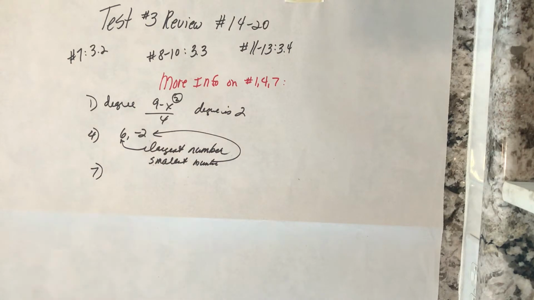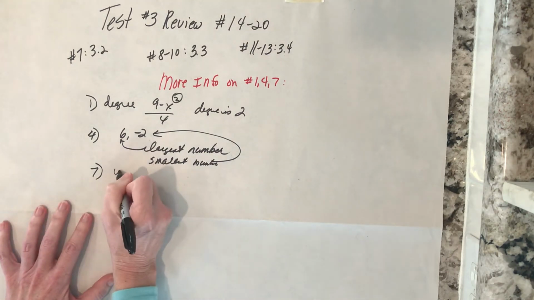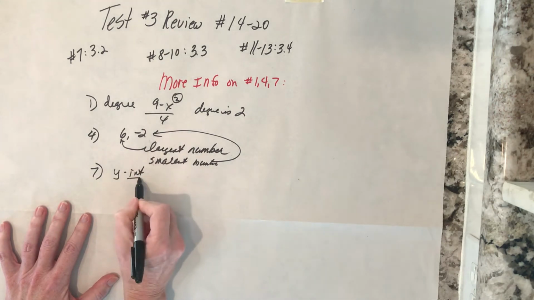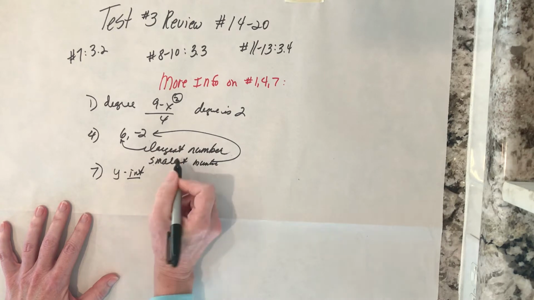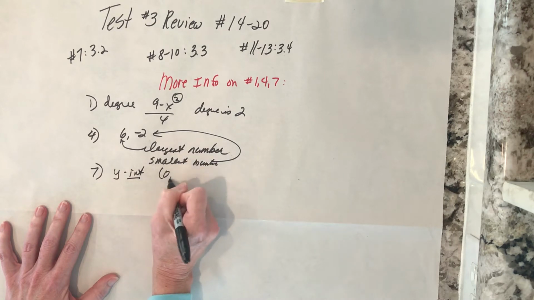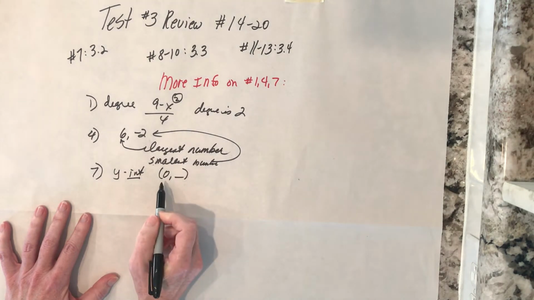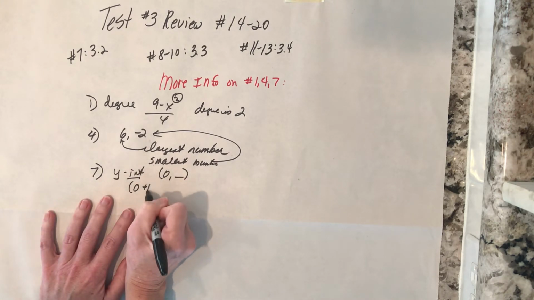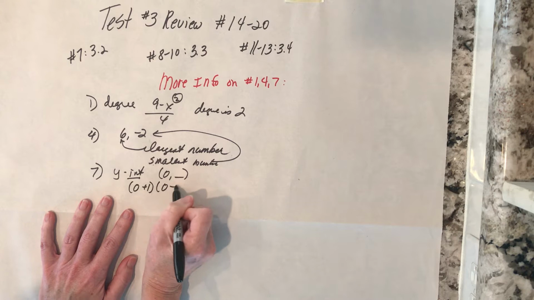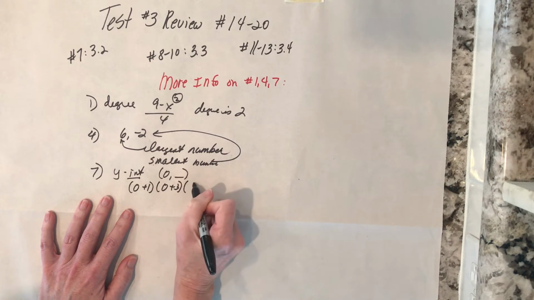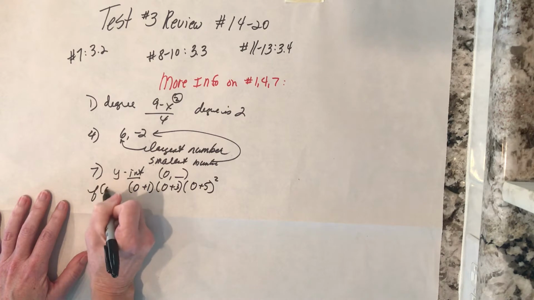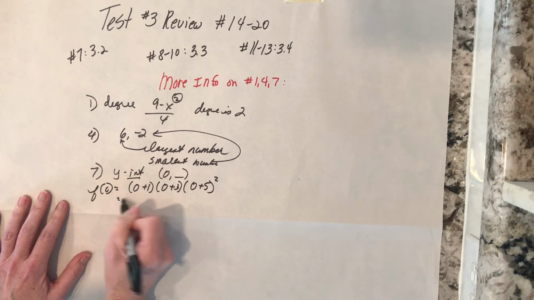Number 7 asks you to find the y-intercept. Remember, anytime you see that word intercept, it means to zero out the other variable. So we're putting in a 0 for x. So in that equation, it would be 0 plus 1, 0 plus 3, 0 plus 5 squared. So f of 0 equals this mess.